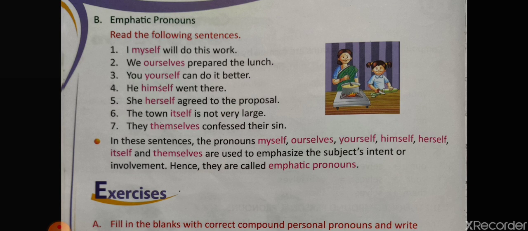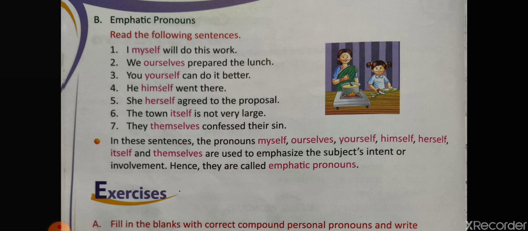I myself will do this work. So what is the subject here? I. And how is he working? He is working himself. So it is I and myself. With I, myself comes; with her, herself; you, yourselves; us, ourselves; we, ourselves; they, themselves, right? So we ourselves prepared the lunch. Who was the subject here? We. And who did the work? Us. So it is ourselves.